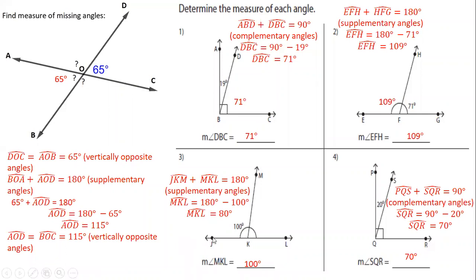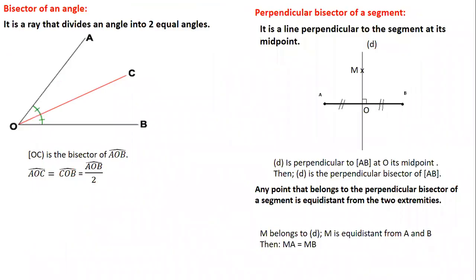So if angle JKM was 100 degrees, what will be the measure of MKL? It is all the angle is 180. If part of it is 100, what will be the other? 100. This is 100, Zahra. But the other angle, to become 180, it will be what? 80? Yes, it is 80. So this angle is 100 and the second angle is 80 degrees. These are the supplementary angles and the complementary angles.